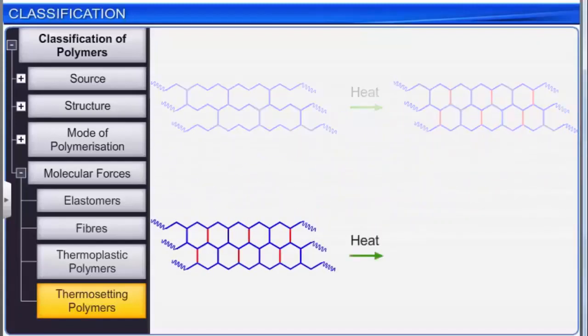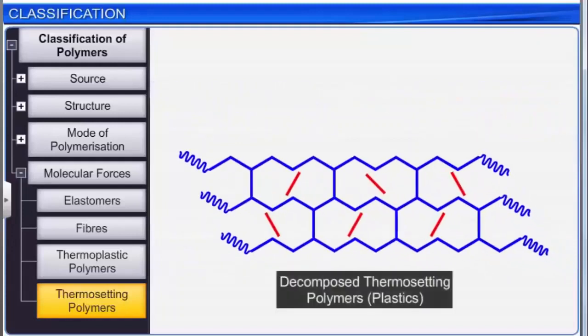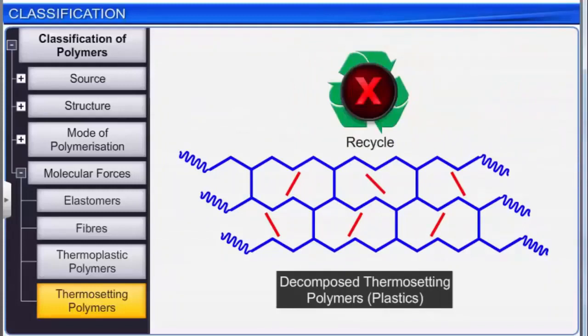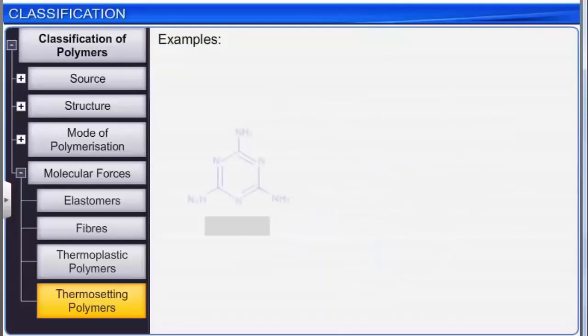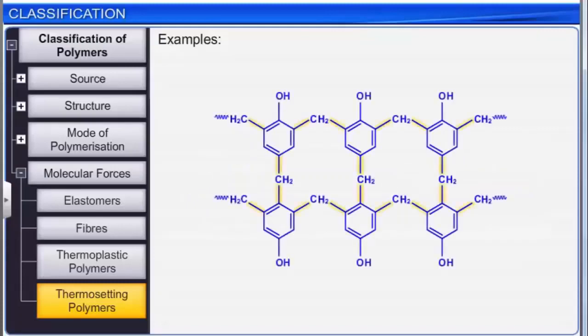Additional heating causes a thermosetting polymer to decompose, as the chains are unable to separate. Instead, bonds break. Note that these plastics cannot be recycled or used again. Examples of thermosetting polymers are bakelite, melamine, and urea formaldehyde resin. Notice the extensive cross-linking shown in the structure of the bakelite resin.